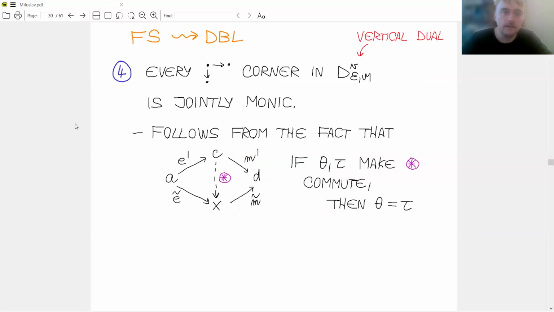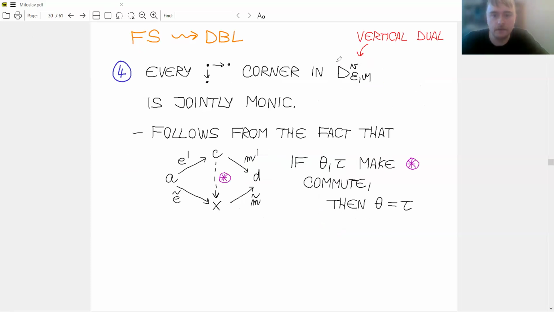And the last one is a bit technical, but the point is that every corner in this double category, which is obtained from the double category of commutative squares by reversing the directions of vertical morphisms.